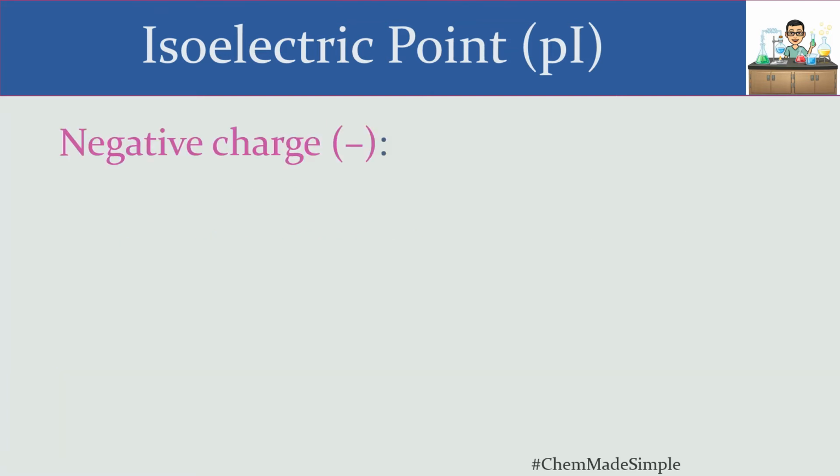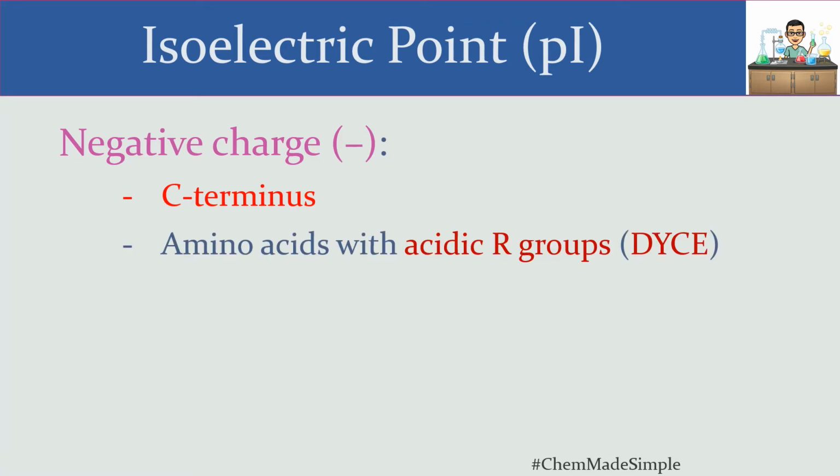What about the negative charge? Well, the negative charge is going to come from a variety of sources, and in particular, it's going to come from the C-terminus. The carboxyl terminus, when it gets deprotonated, becomes a carboxylate, so that's a source of negative charge. Another source of negative charge is amino acids with acidic R groups instead. You can remember the four of them by remembering the mnemonic DYCE. Remember when I told you Hercules was a gambler? Well, Hercules always has a pair of dice on him at all times, just in case.